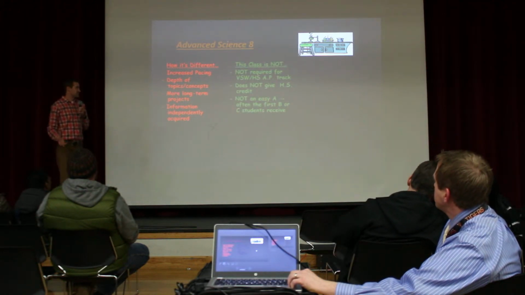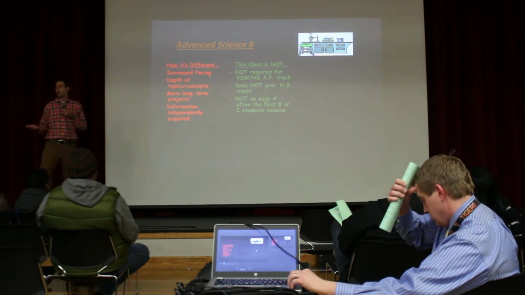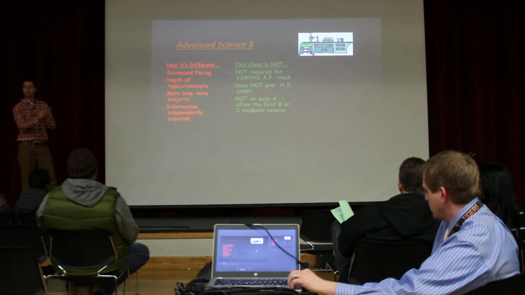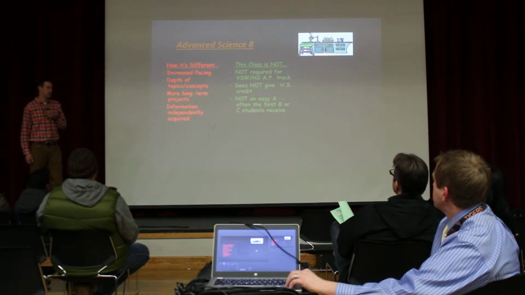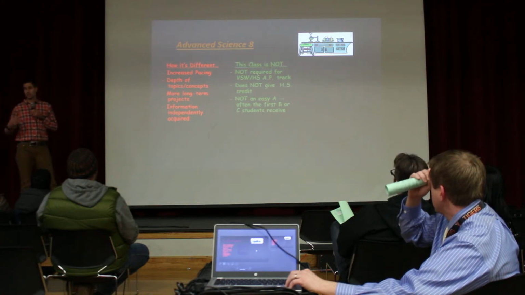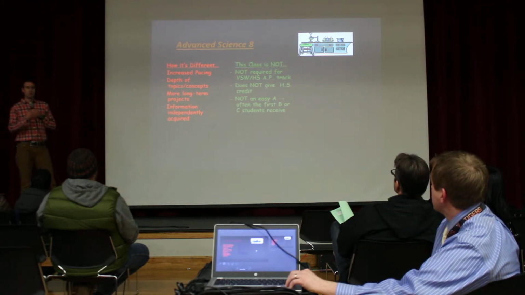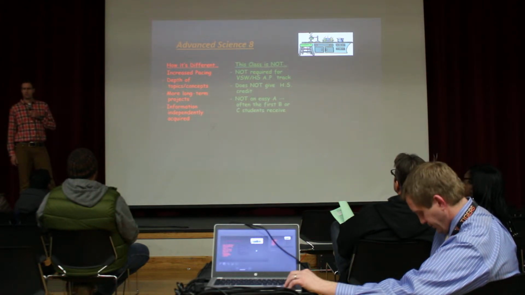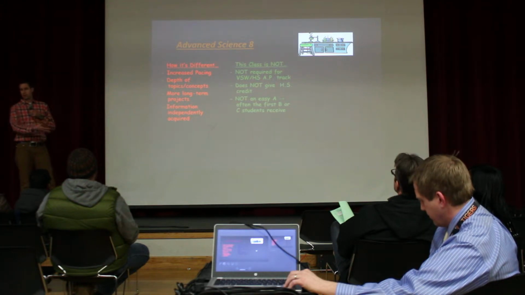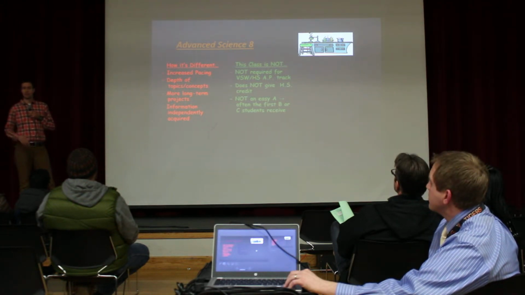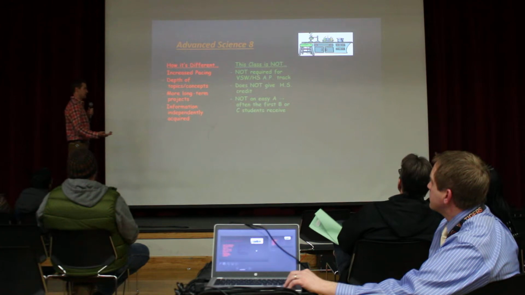Some keys about what the class is not. It is not required to take the advanced class in 8th grade in order to be on the AP or advanced track once they get to Southwoods and into Valley. A lot of my 8th grade students right now are considering whether they're going to take biology, which is the advanced track next year, or the standard Foundations of Science class. I've had many students that have taken my regular Science 8 class and then have qualified and gone on to the biology class in Southwoods and done very well. So it is not required in order to stay on that AP track.